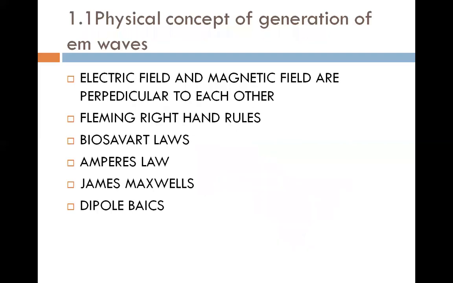Now these are the points. Point number 1.1, physical concept of generation of electromagnetic waves. So what is the first point? Electric field and magnetic field are perpendicular to each other. Fleming's right hand rule, Biot-Savart law, Ampere's law, James Maxwell and dipole basics. So right now we discussed those scientists' statements and saw exactly what electromagnetic waves are.